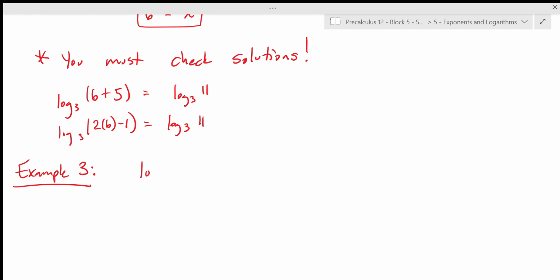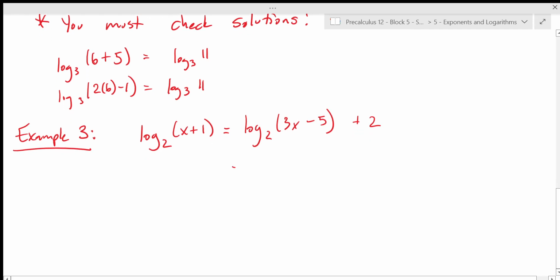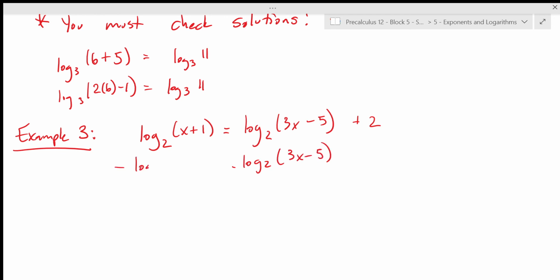So let's say we have log base 2 of x plus 1 equals log base 2 of 3x minus 5, and then plus 2. So that plus 2 is going to throw us off a little bit. So first thing we want to do: we have logs with the same base. We want to get all of our logs on one side. So we're going to subtract log base 2 of 3x minus 5 from both sides.